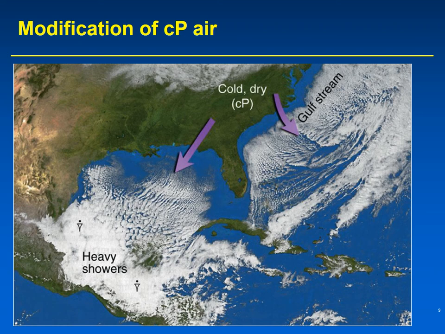And also showers can begin forming as continental polar air moves over the Atlantic Ocean, because there is a warm ocean current that flows along the East Coast.